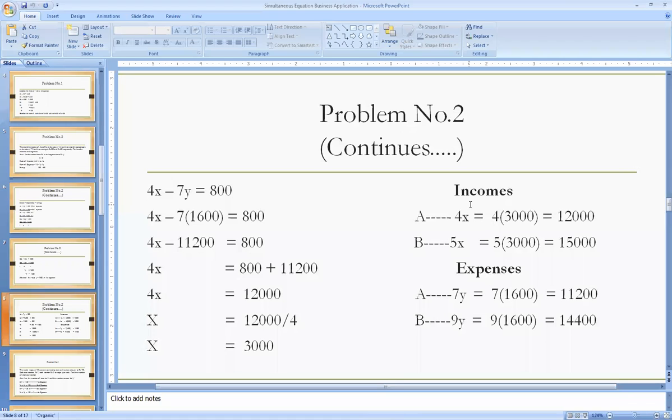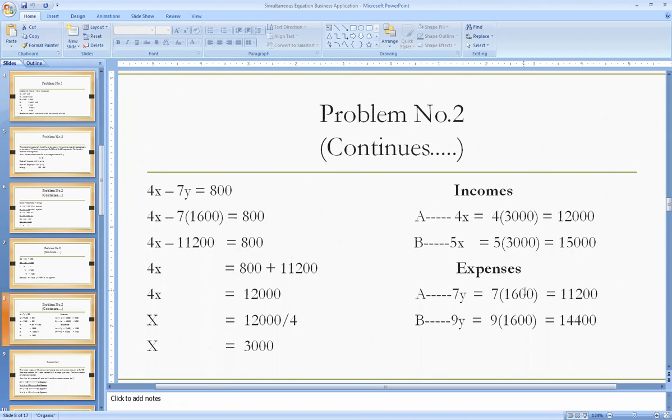So in the question we already know that the income ratio is 4x and 5x. Where there is x, we should substitute the value of x, that is 3000. So A's income is 4x. 4 into the x value 3000 becomes 12,000. B's income is 5x equals 5 into 3000. The value will become 15,000.